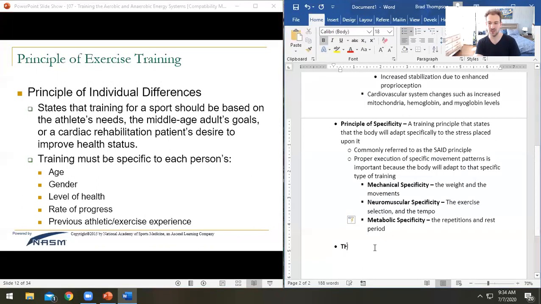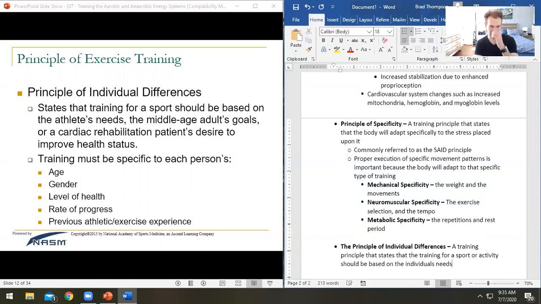So the principle of individual differences, right? And this is a training principle that states that the training for a sport or activity should be based on the individual's needs. So basically, again, your goals of writing a training program should be related to whatever it is your client wants.